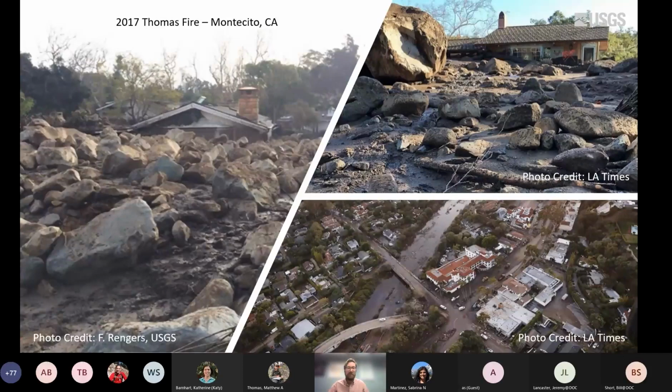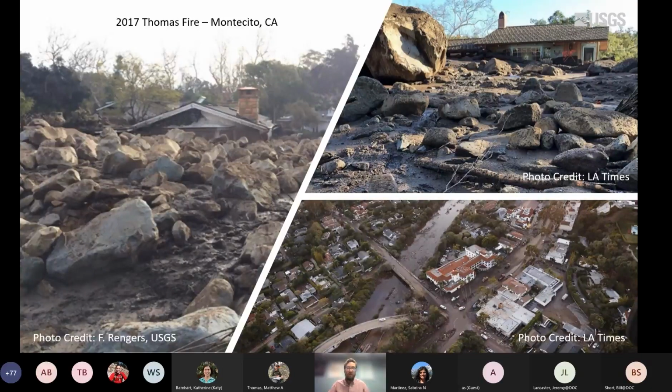So these are the 2018 Montecito debris flows that initiated following the 2017 Thomas Fire. As a result of this event, over 400 homes were damaged, with several of those being swept from their foundation. And unfortunately, 23 people passed away and 180 more were injured as the result of these flows.